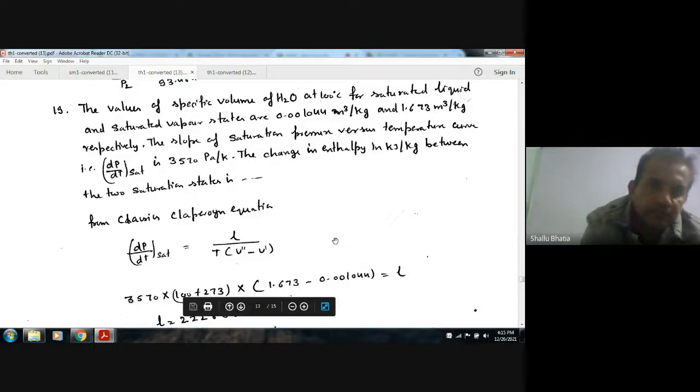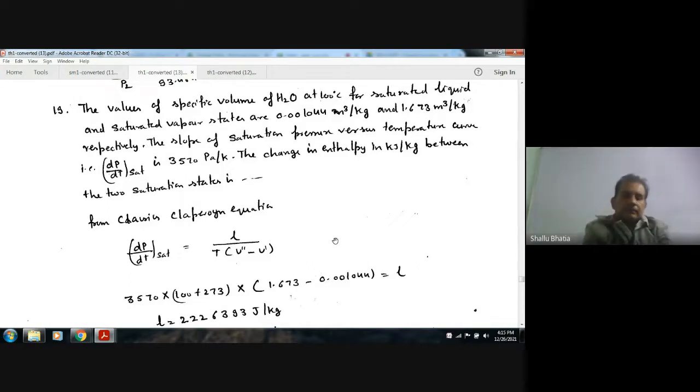Saturation is 3570 Pascal per Kelvin. The change in the enthalpy in kilojoules between the two saturation states is, from the classical Clapeyron equation, dP by dT saturated equals L by T (V double dash minus V dash). Here we have to convert with L, and dP by dT is your 3570.